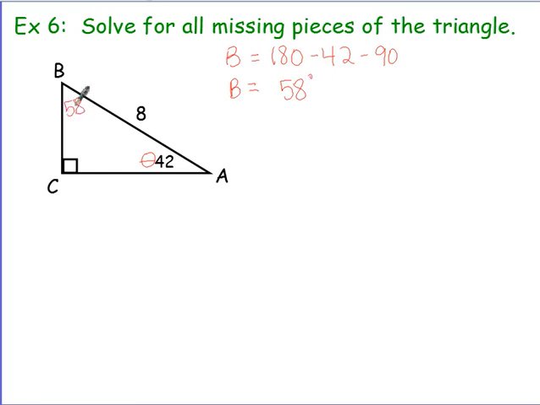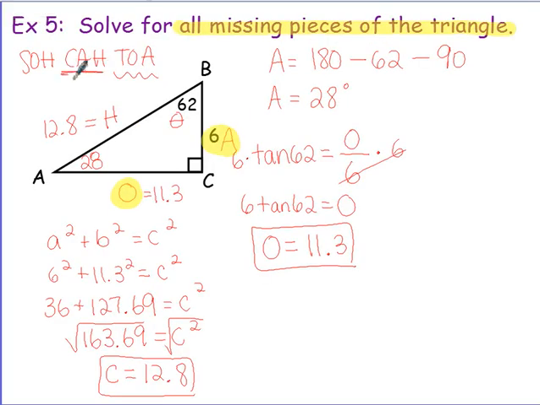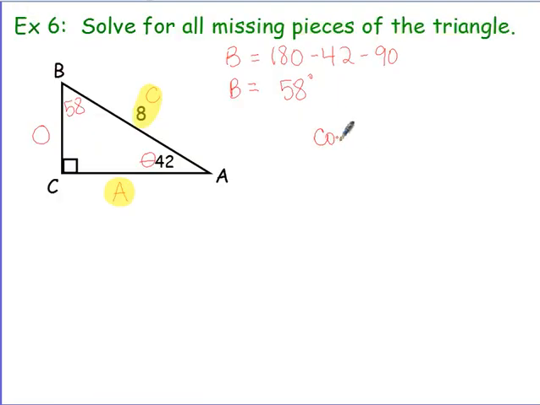So our labels, across from the right angle is C, across from theta is O, and of course this is A. So we know we're using C, and this time I want to start with A. So if we are looking at SOHCAHTOA, we got C and A. C and A are the CA, which is the cosine. So the cosine of theta, which is 42, equals the adjacent, which is A, over the hypotenuse, which is 8.